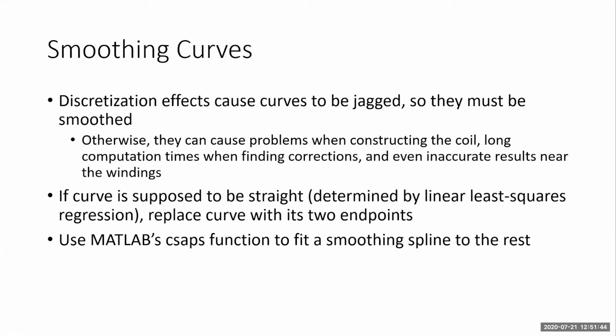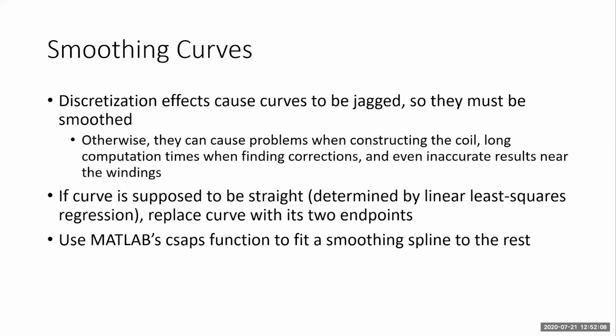Now, the problem with this, though, is that the contours will often be jagged. And so that can cause problems in many different ways. So when constructing the coil, when you're 3D printing it, it might make it more difficult. It could lead to long computation times when finding the corrections, and also inaccurate results.